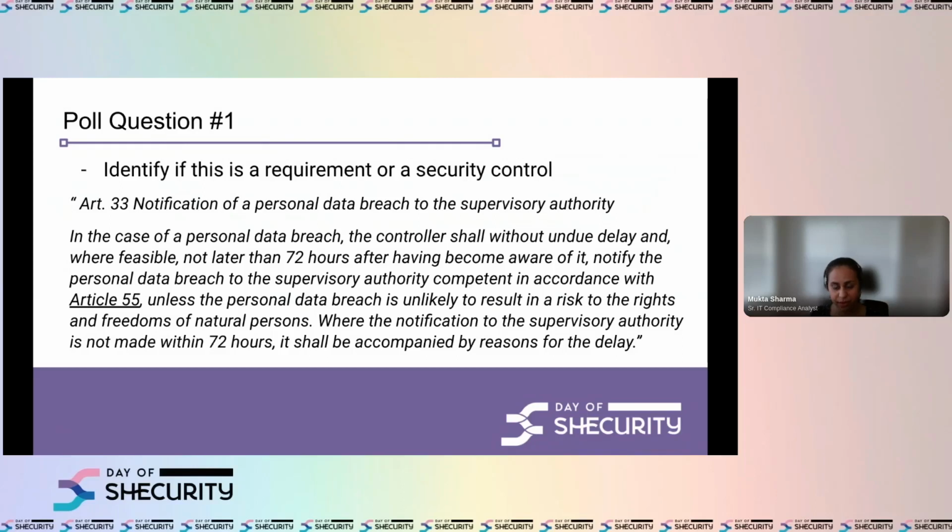Okay, I'll close the poll and check. The correct answer is that it's a requirement, because this is something which comes straight out of the law. This is from Article 33 in GDPR about data breach notification. You can clearly see the way the wording has been aligned. It calls out that this is a law, and when it is a law, it becomes a requirement. Now, I'll start my second poll question.